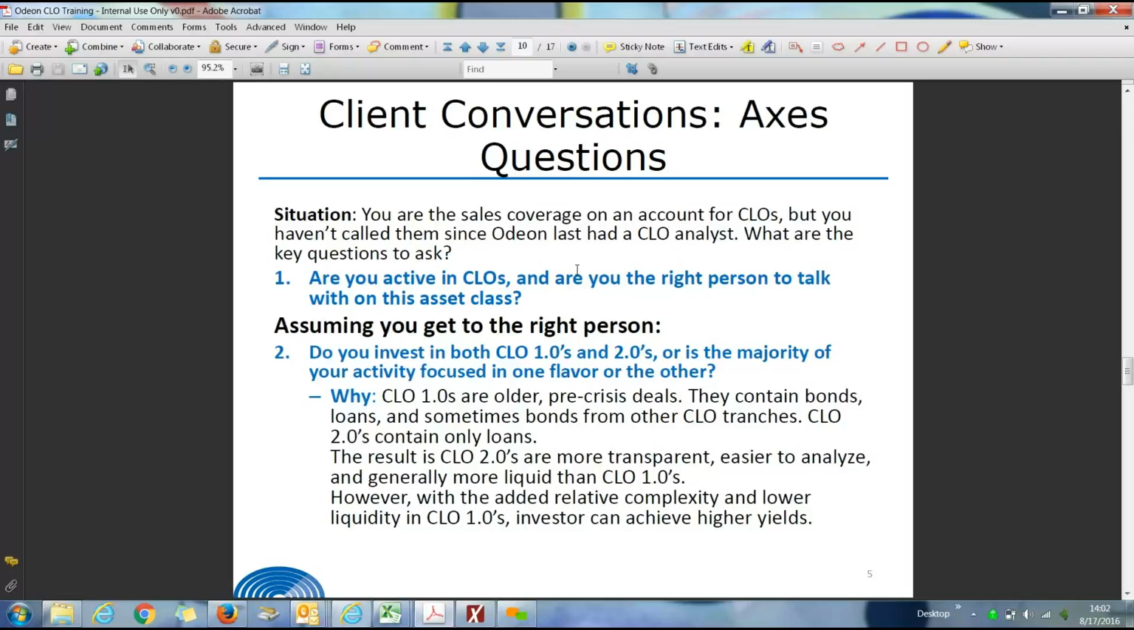Then the next thing is, assuming you get the right person, do you invest in both 1.0 or 2.0, or is the majority of your activity focused on one flavor or the other? Because there aren't that many people that do both. The reason is CLO 2.0s are very clean. In other words, they're uniform. They may not be uniform in whether they got oil and gas or metals and mining, but they're uniform in the sense that you only got bank loans on the asset side of the balance sheet.